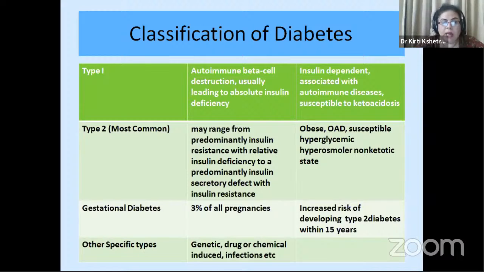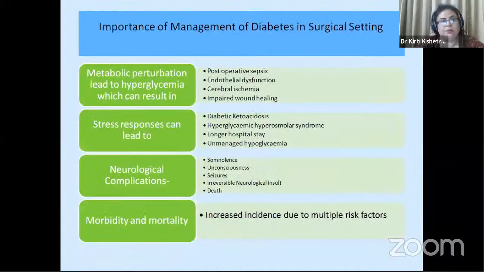Then comes gestational diabetes. This carries an increased risk of developing type 2 diabetes within 15 years in 3% of the pregnancies that develop such states. Other specific types are genetic, drug-induced, chemical-induced, induced by infections, etc.